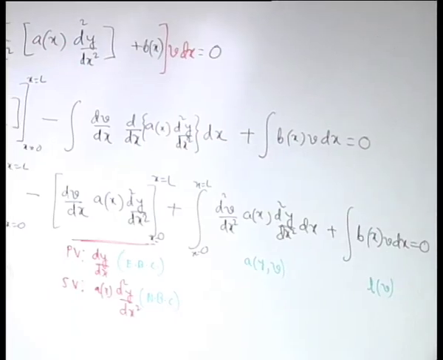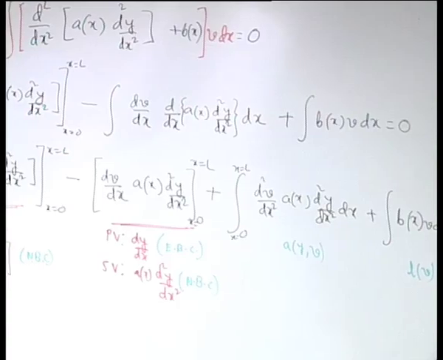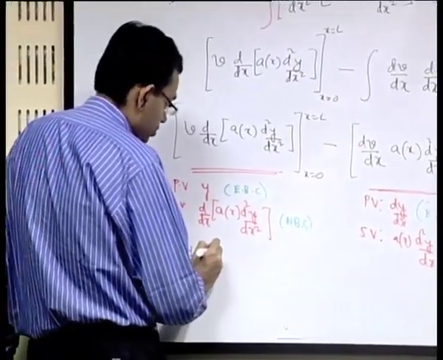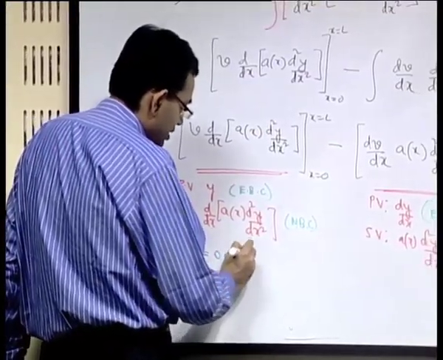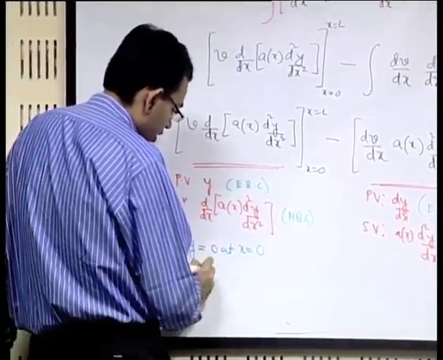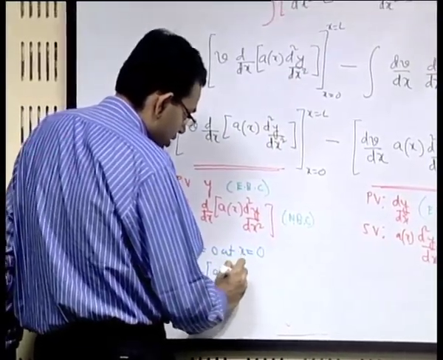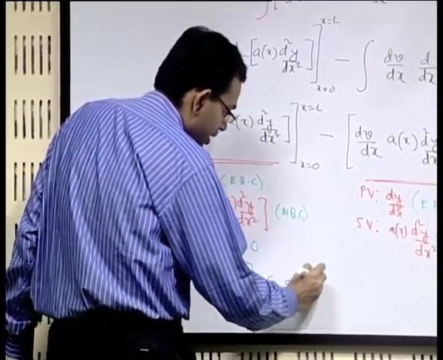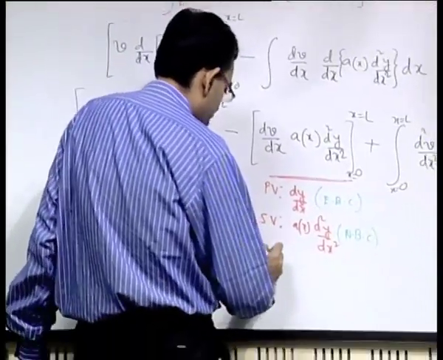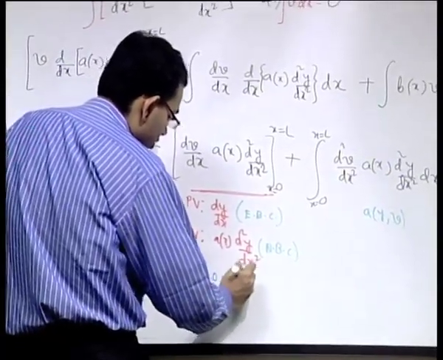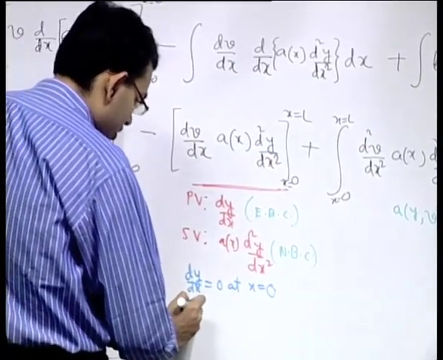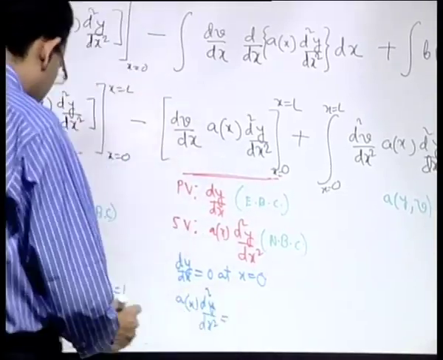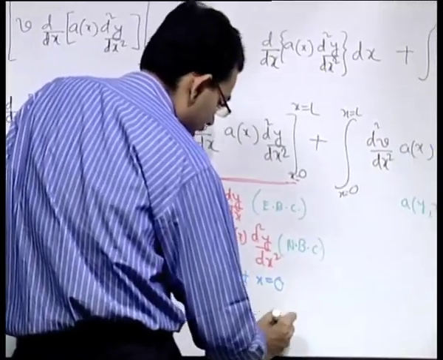Now let us take an example. Let us say that y is equal to 0 at x equal to 0, d dx of a d2y dx2 is equal to c at x equal to L, dy dx equal to 0 at x equal to 0, and a d2y dx2, let us call it C1 and let us call it C2 at x equal to L.